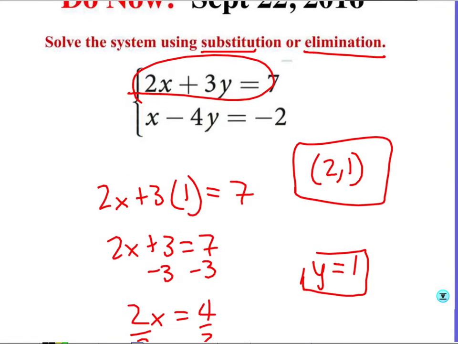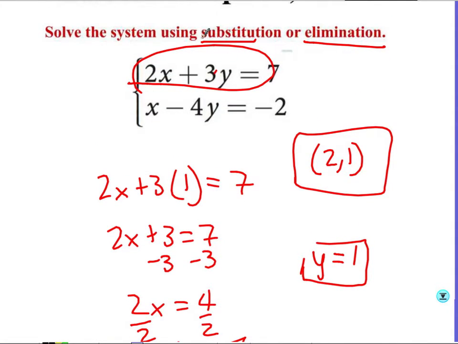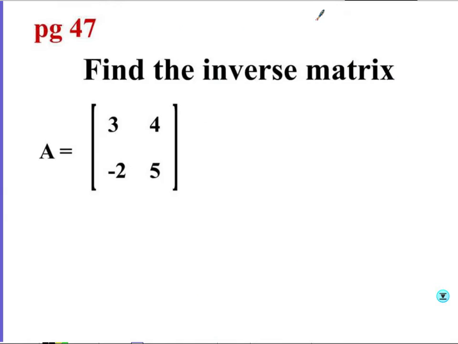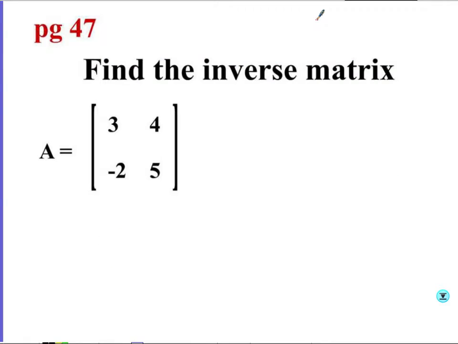Now, so we used two methods. We've learned two methods of how to solve a system of linear equations, either substitution or elimination. The past lesson we learned about matrices. How can we use matrices to help us solve a system of linear equations? So that's what we're going to learn in this lesson.